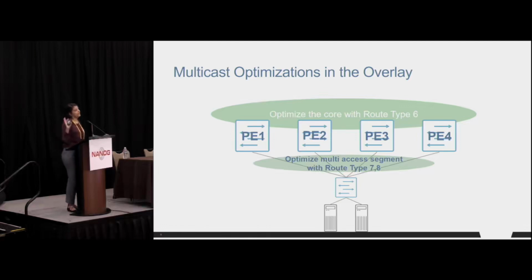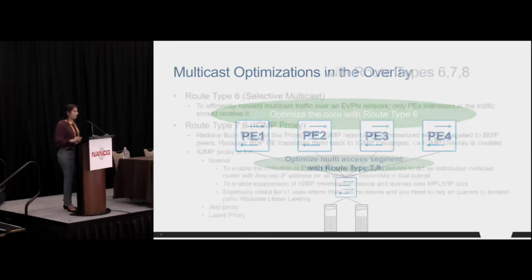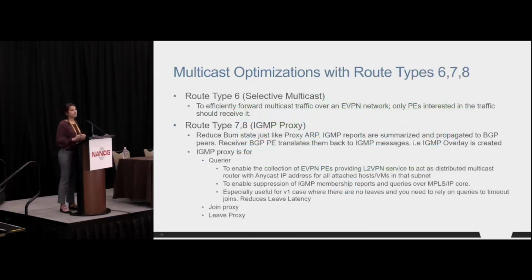If you focus on the bottom oval, we will be talking about route type 7 and route type 8. These are mappings of the IGMP join and the IGMP leave, respectively. So the agenda for route type 6 is that it should be able to pull traffic from the core and only send it to those PEs that have a receiver sitting behind. If a PE does not have a receiver sitting behind it, we don't want to pull traffic down to that PE. Route type 6 is what helps us accomplish optimization in the core.